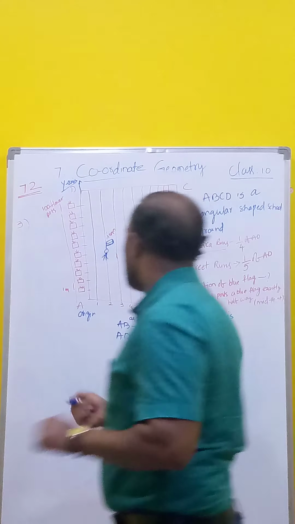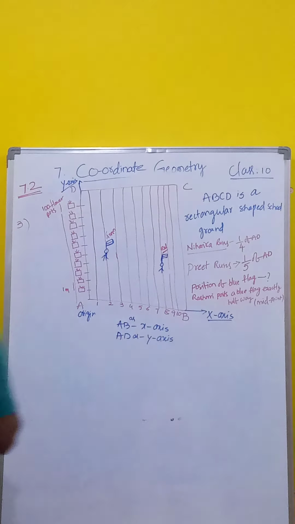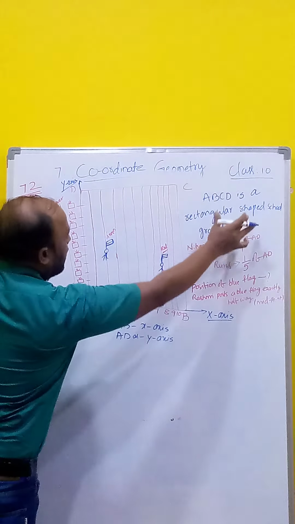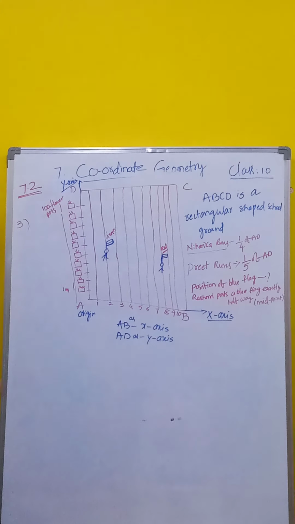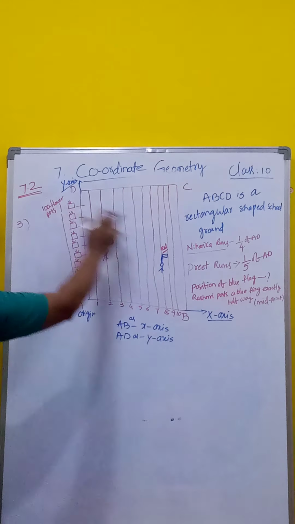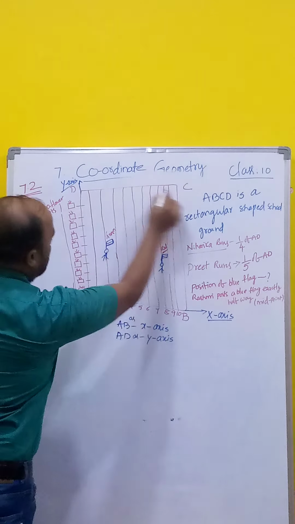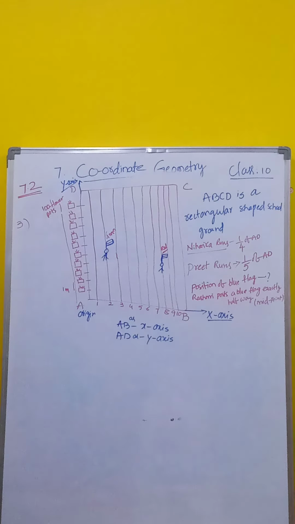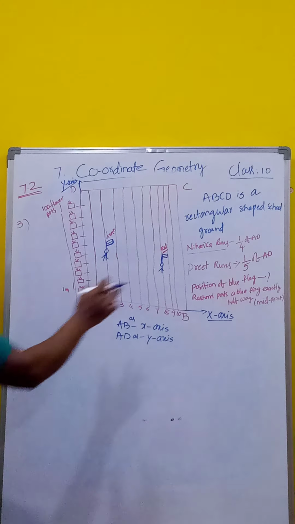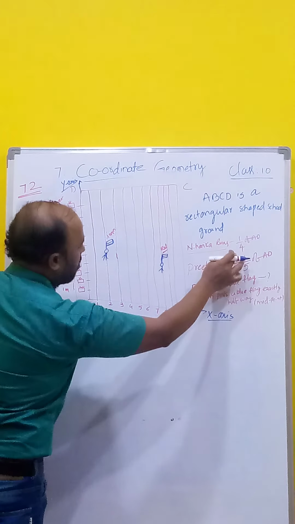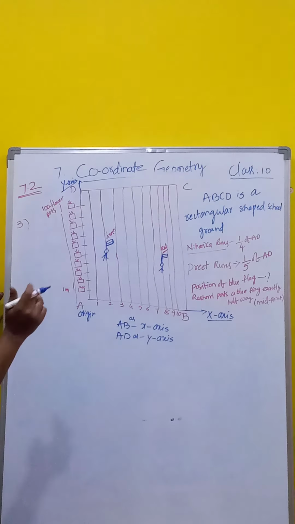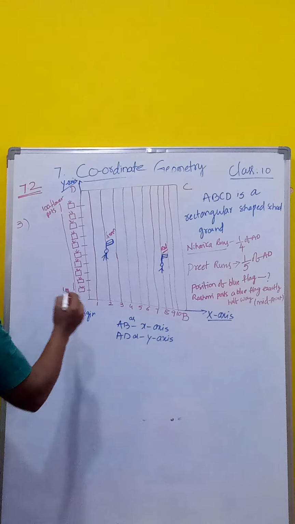Students, now we will do exercise 7.2 third problem. First, what is the given question? I'll read. ABCD is a rectangular shaped school ground. And given, Niharika runs 1 by 4 of AD.